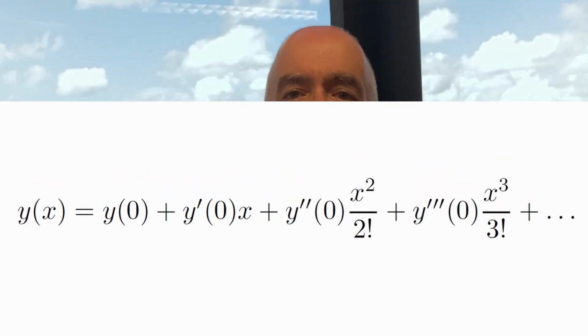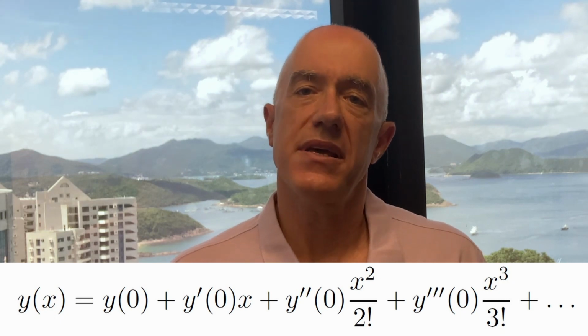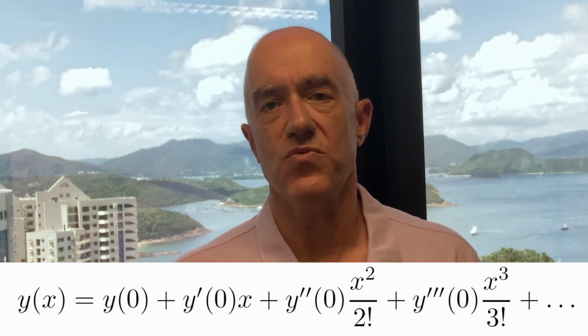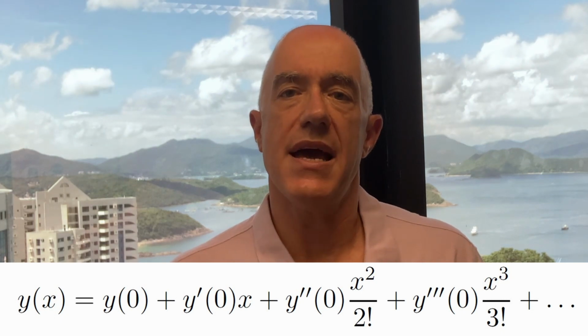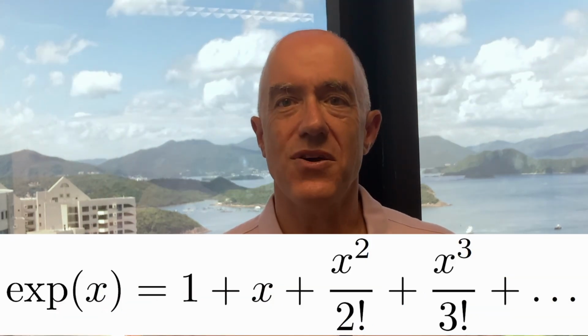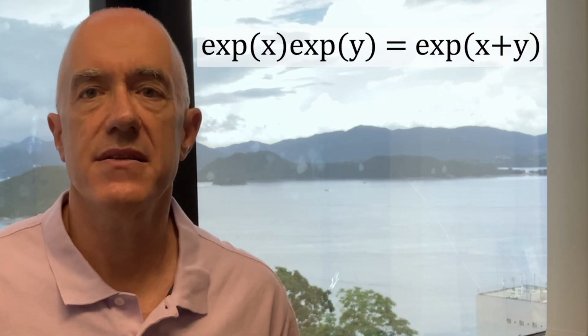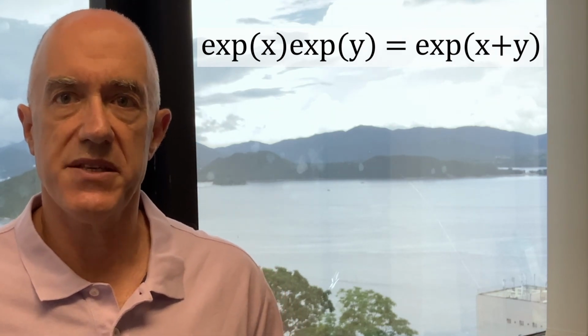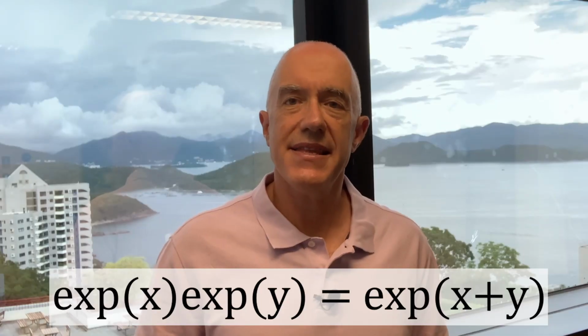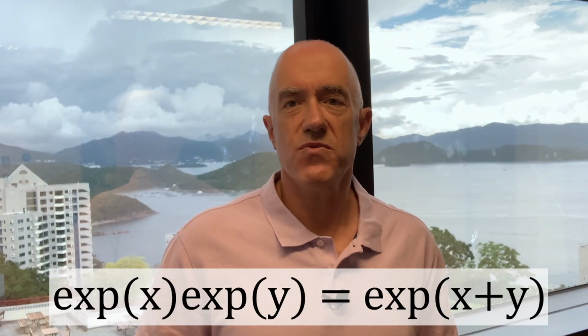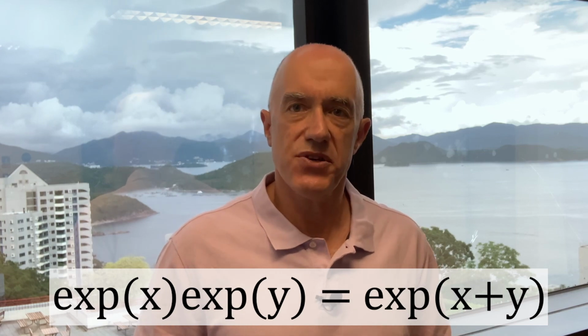If y is the exp function, then y(0) = 1. And since y' = y, all the derivatives of y at 0 equal 1. So exp(x) has this simple form. Now if we multiply the Taylor series for exp(x) times exp(y) and then collect terms, it's pretty easy to show that exp(x) times exp(y) is equal to exp(x + y). This identity is the one for exponents, which is why we call exp the exponential function.